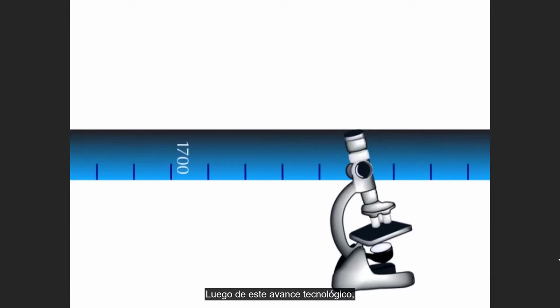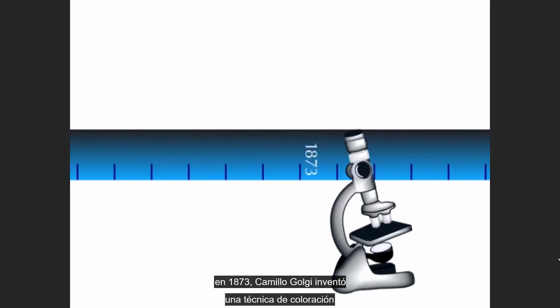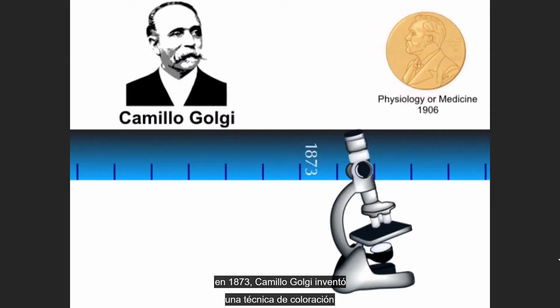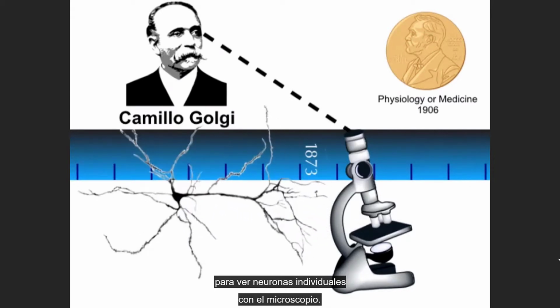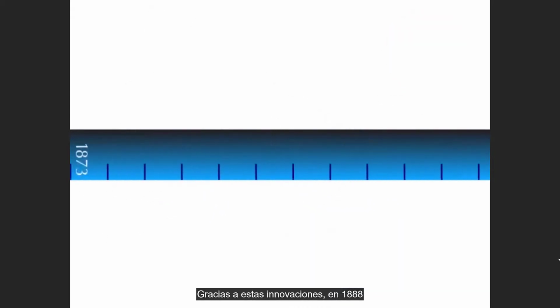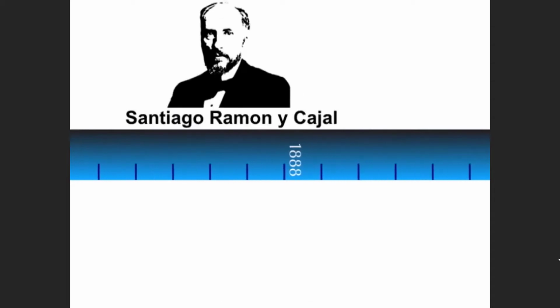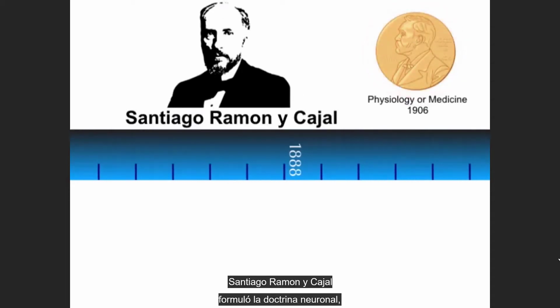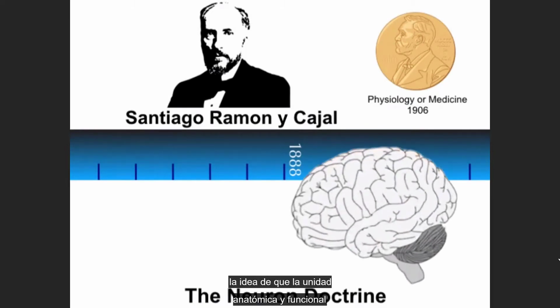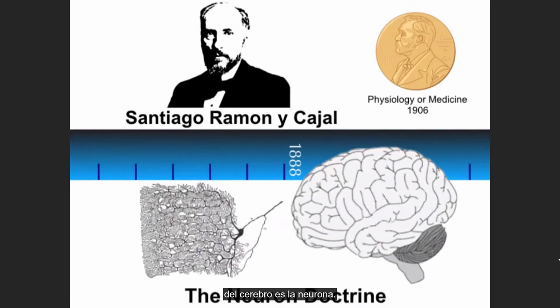Following on this technological breakthrough, in 1873, Camillo Golgi invented a staining technique to visualize single neurons under the microscope. Thanks to these innovations, in 1888, Santiago Ramón y Cajal formulated the neuron doctrine, the idea that the anatomical and functional unit of the brain is the neuron.